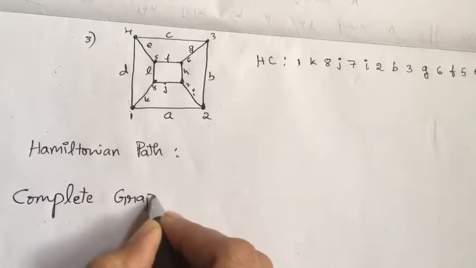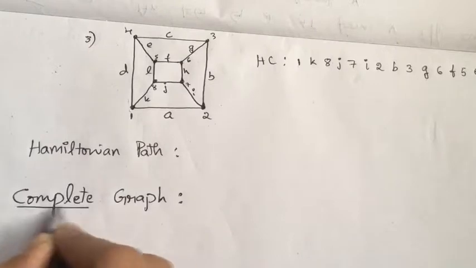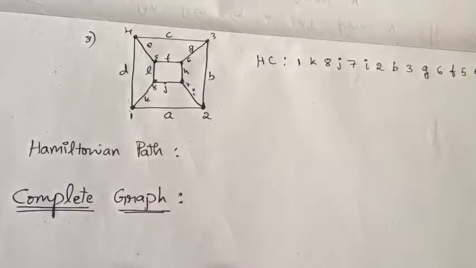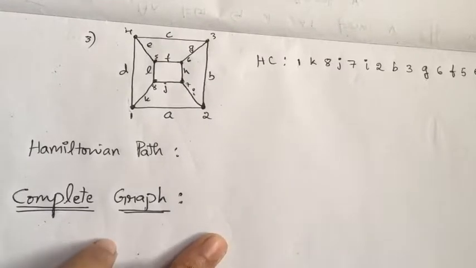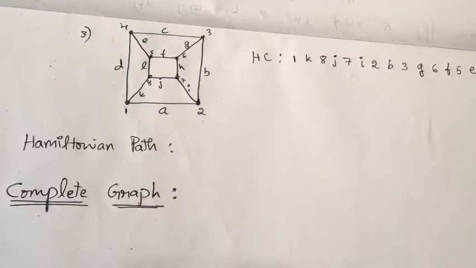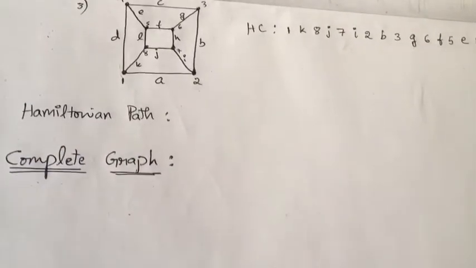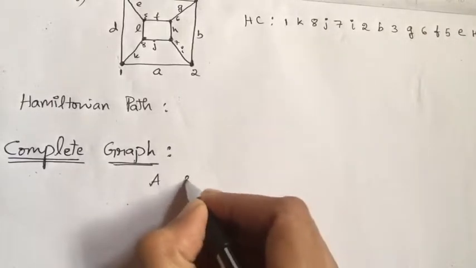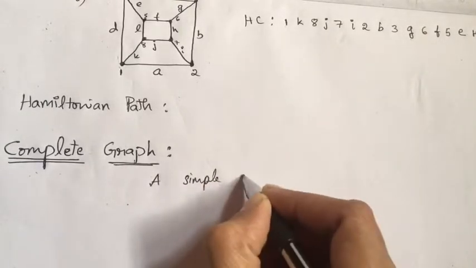Now another type of graph is the complete graph. In graph theory, mainly we deal with simple graphs, and most of the time, graph means simple graphs and complete graphs. Okay, what is a complete graph? A complete graph is a simple graph in which there exists an edge between every pair of vertices.